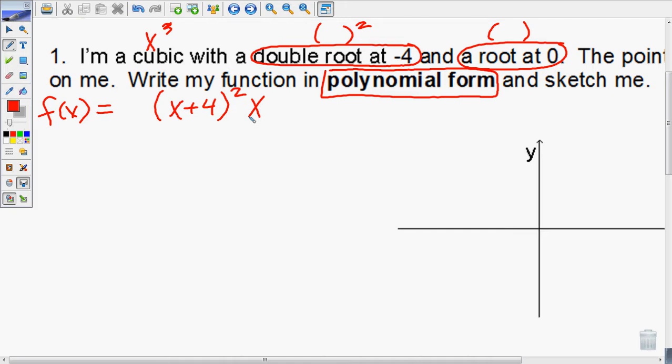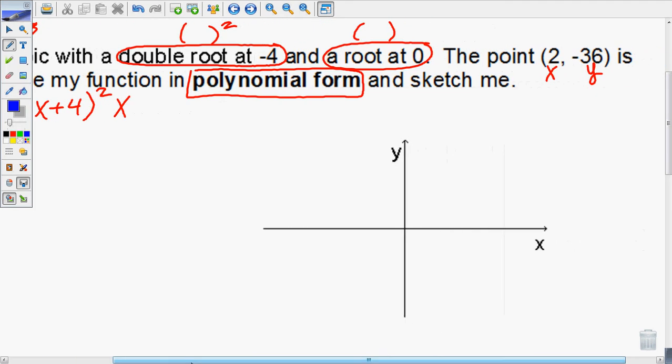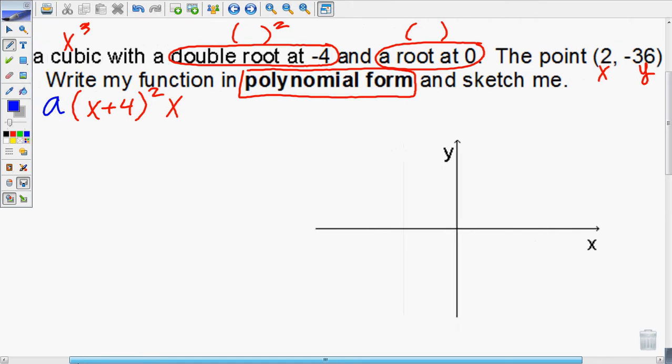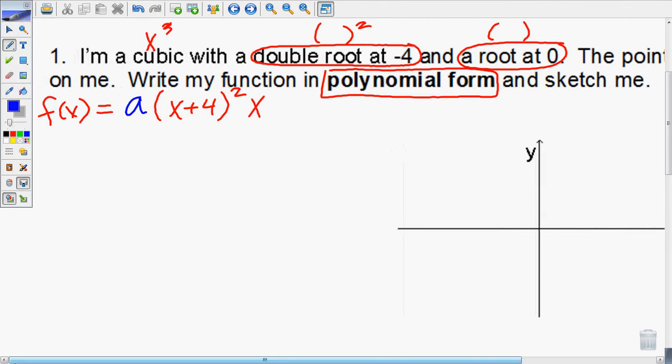Okay, so notice how I left the space in between my equal sign. We're going to have this parameter. We're going to call it a. A means that we're going to make this a unique polynomial. Okay, it's unique because this polynomial has to have, what point did it say? It has to have 2, -36, right? Yes. So we're going to use that parameter a to help us figure out what is a, so that this could be a specific polynomial that has 2, -36.